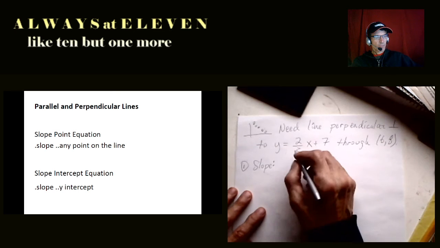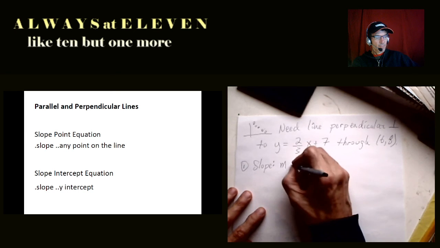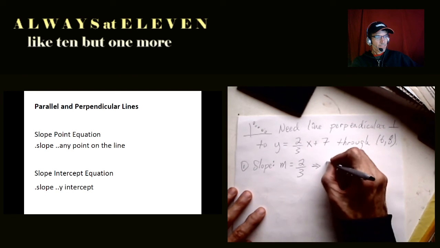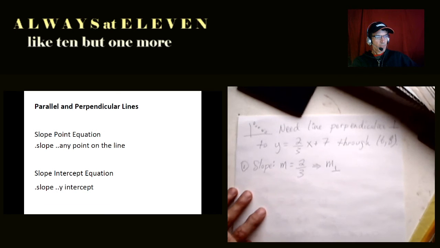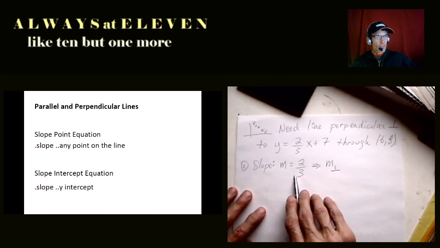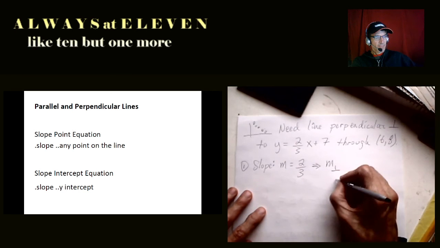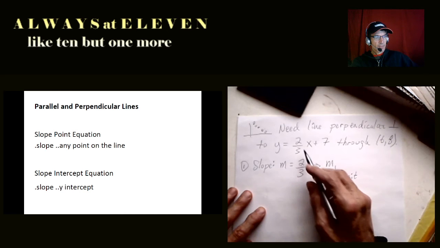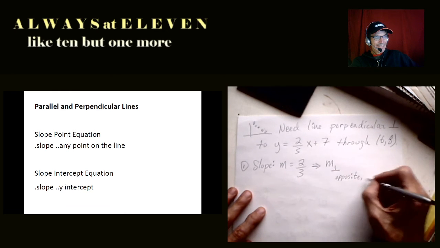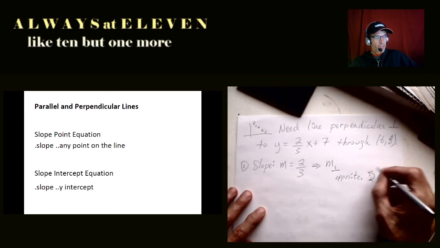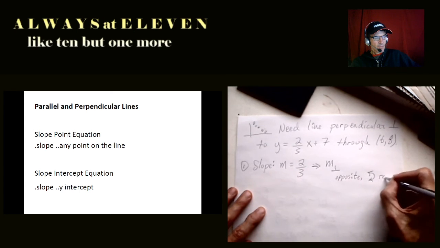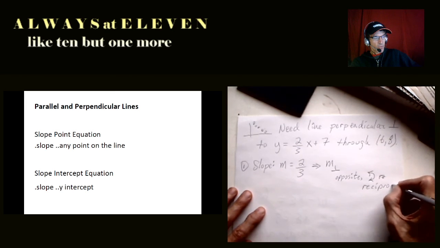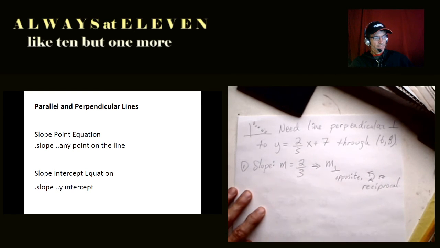Well, from our original line, we know it's 2 over 3. Now, to get a perpendicular slope, what we need is the opposite sign, and being a fraction, we need it upside down. Okay, so the reciprocal. That's how you say that, or how you write that.